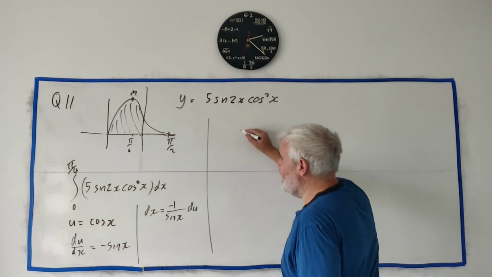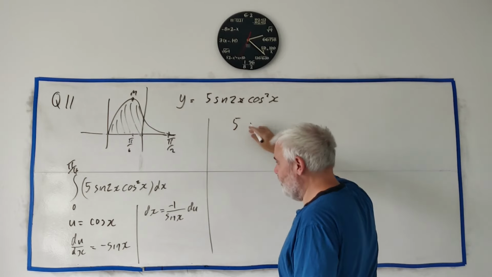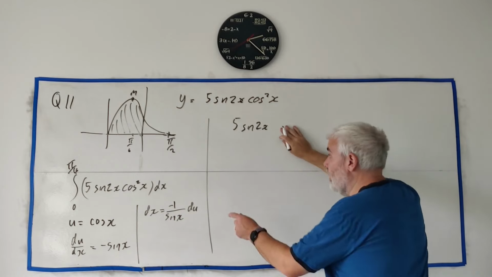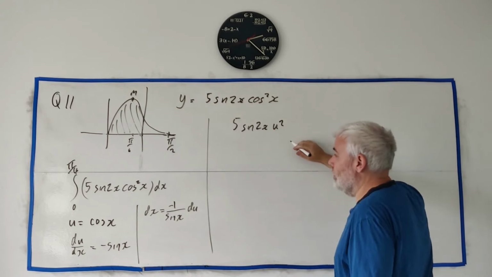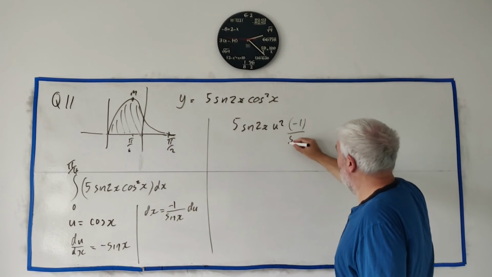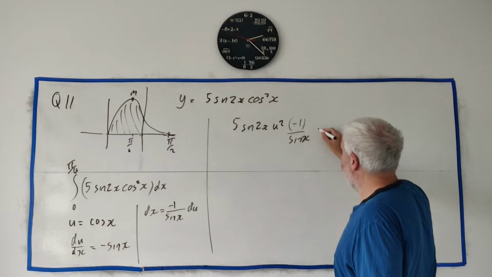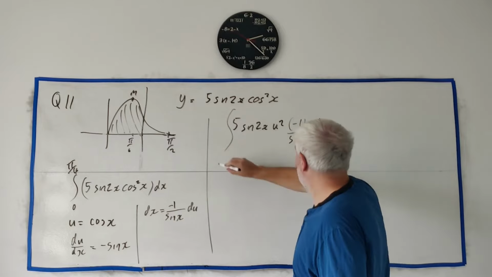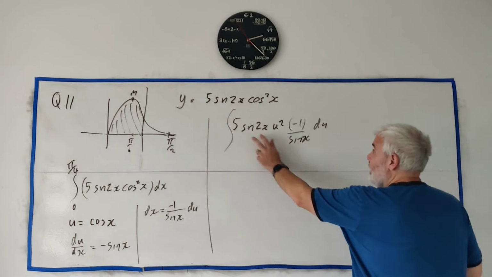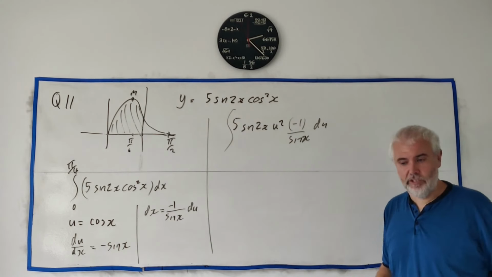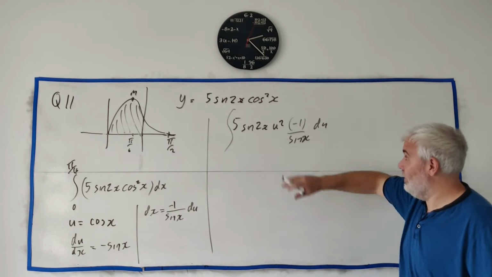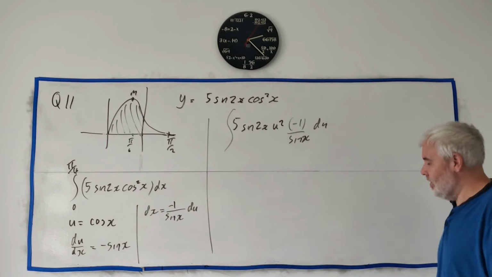Substituting this in, we get 5, sine 2x hasn't changed, cosine squared becomes u squared, and dx becomes minus 1 over sine x du. This is all integrated. The problem is it doesn't seem to have helped. If sine x divided by sine 2x would be sorted, but if you did that, you're going to lose marks because it doesn't divide in. Sine 2x doesn't divide by sine x evenly.